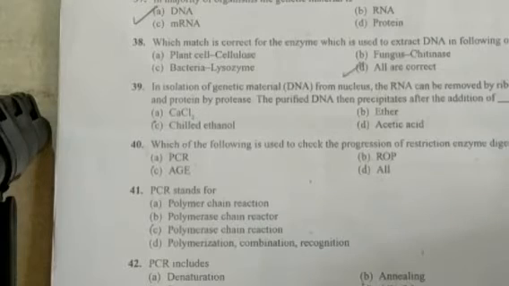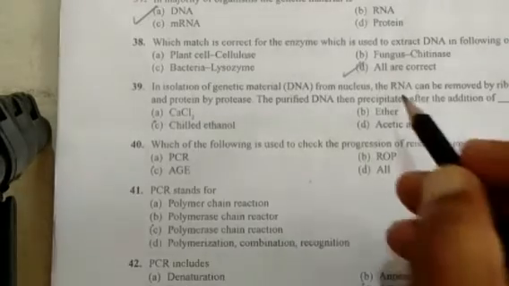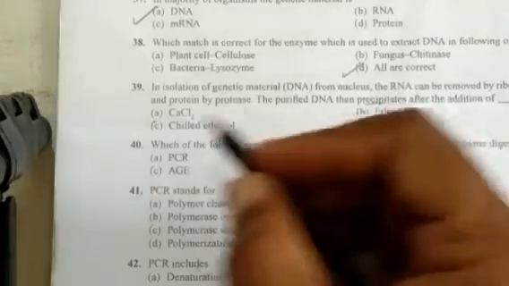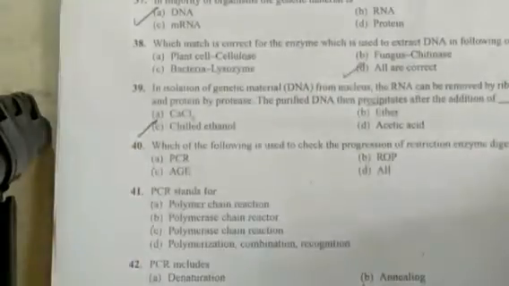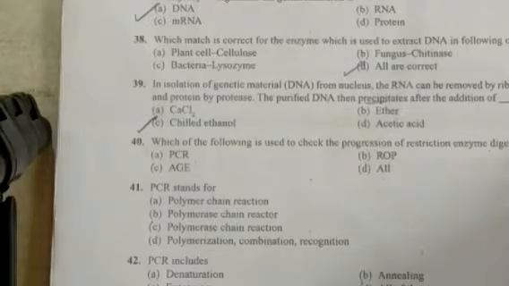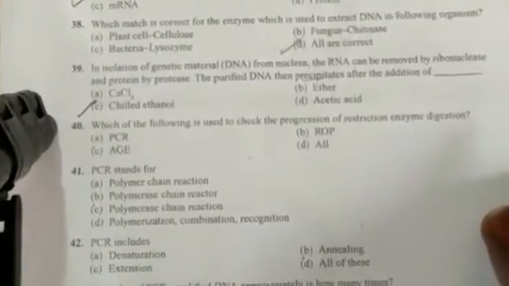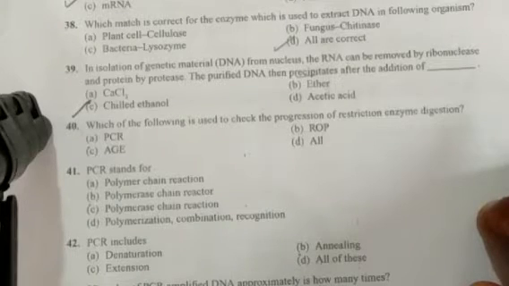Next, in isolation of genetic material DNA from the nucleus, the RNA can be removed by ribonuclease and protein by protease. Very much correct. The purified DNA then precipitates after the addition of what, he is asking. You all very well know, the purified DNA precipitate. When this word comes, you have to add chilled ethanol. We have told you. When you add chilled ethanol, the DNA will get clumped or precipitated. So chilled ethanol has to be added.